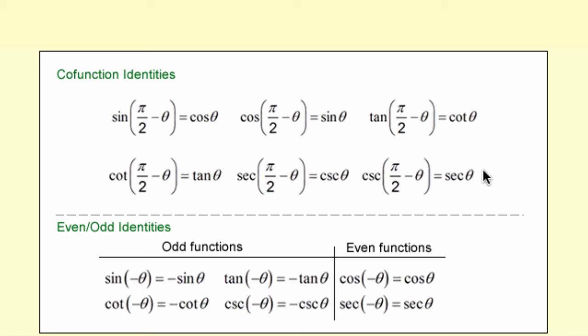These identities, they're all shown in an identity sheet linked to the beginning of the unit, so you want to make sure you print that out and have it handy when you're working on these. You can also use that sheet when you're doing the unit test, and also you'll be provided a copy of that sheet when you take the final exam.